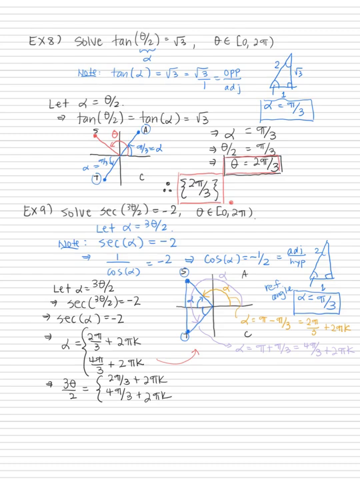Now, since we need to solve for theta, we need to multiply everything by 2 over 3. So let's do that. So here, I'm going to multiply by 2 over 3. And I need to multiply this whole quantity by 2 over 3. And this whole quantity by 2 over 3. Okay, so if I do that, you know what? I'm going to need a little more room. So let me just go onto the next page, and then we'll just continue on from there.